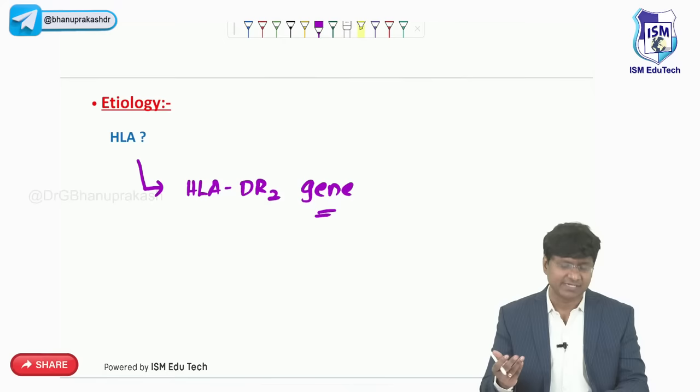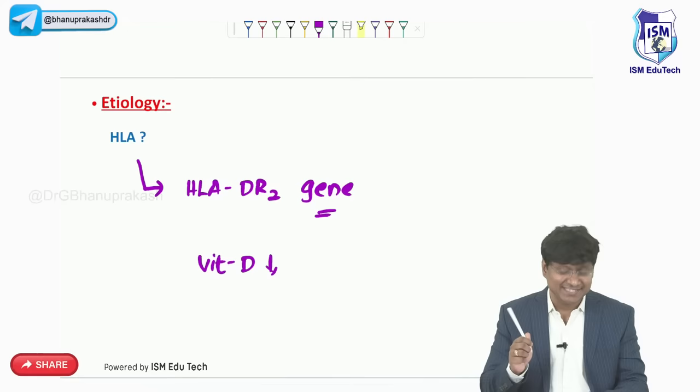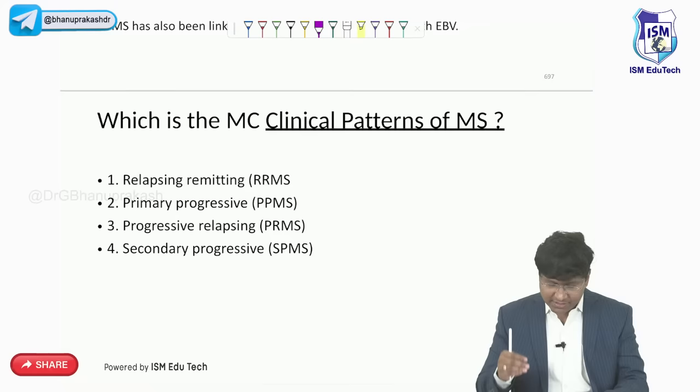Environmental multiple sclerosis is what? That is seen in patients with vitamin D deficiency. And you also have some viruses which can cause multiple sclerosis, that is Epstein-Barr virus. And we have the four important patterns in multiple sclerosis: RRMS, PPMS, PRMS and SPMS.